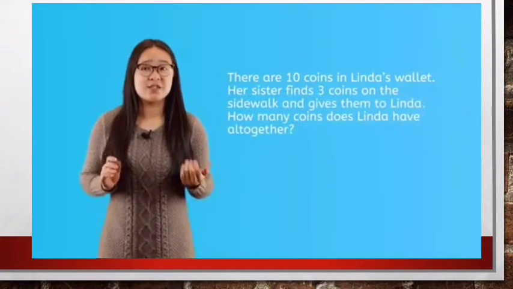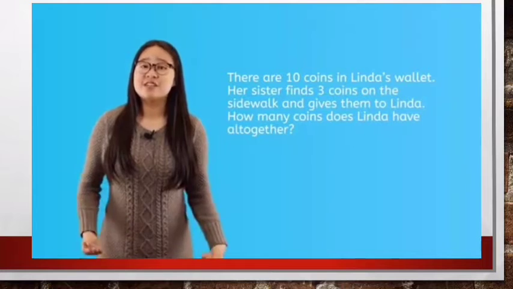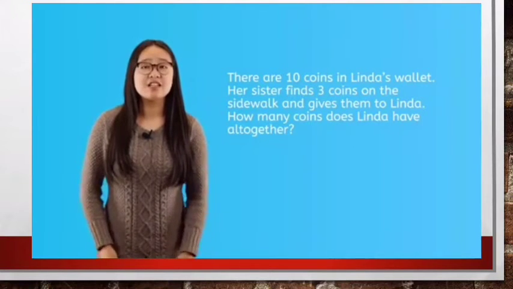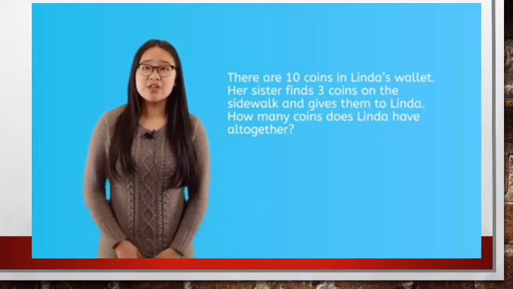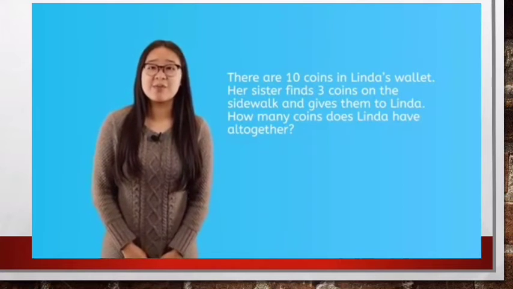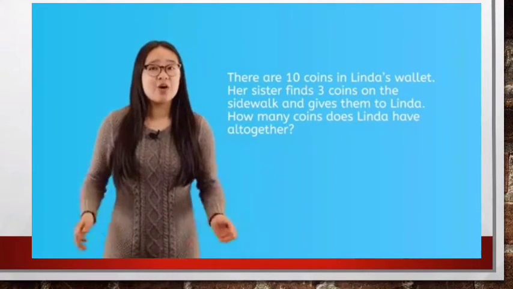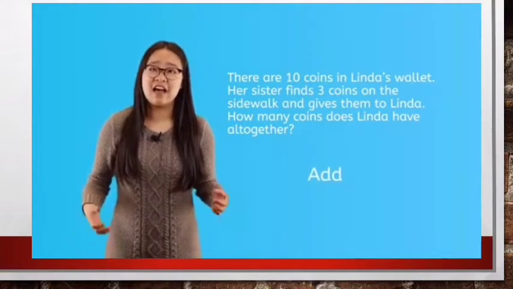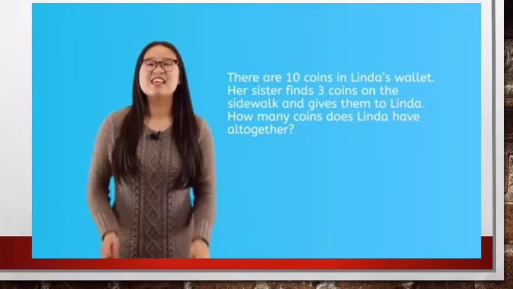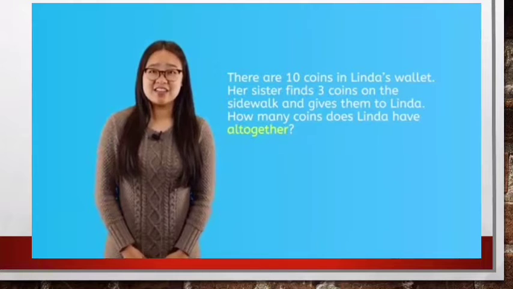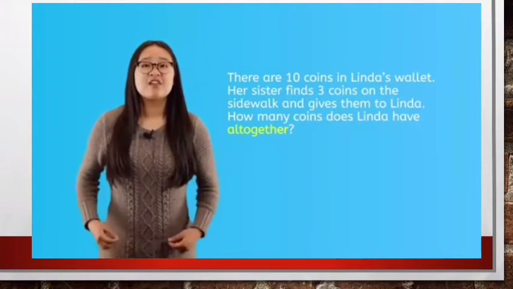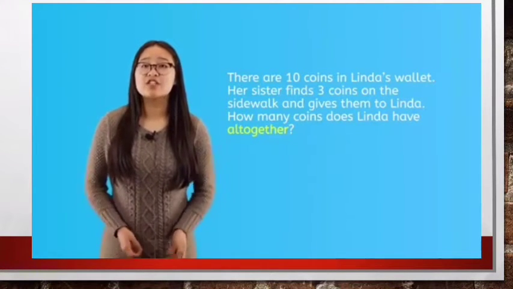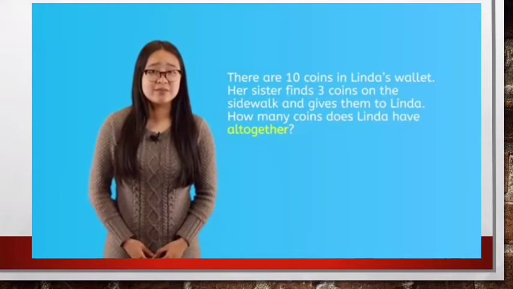Here is a word problem. There are 10 coins in Linda's wallet. Her sister finds 3 coins on the sidewalk and gives them to Linda. How many coins does Linda have all together? So, how will we solve this problem? We know that the problem asks us to add. How do we know this? Yes, the clue word altogether tells us that. Remember that strategy from problem-solving strategy 1 in video 1?